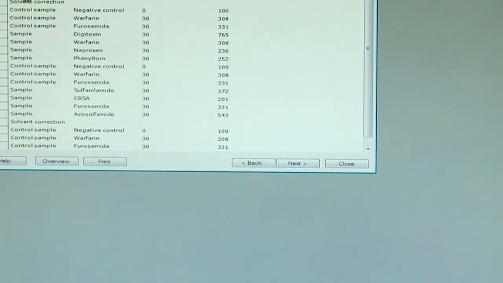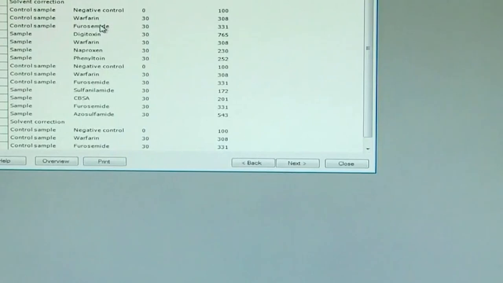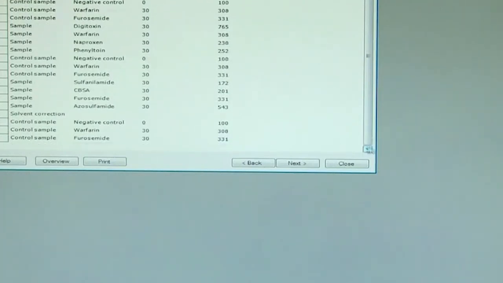We have 5 startups, one set of solvent correction of 8 runs injected here, 3 sets of control samples which include negative and positive control, samples like digitoxin, warfarin, naproxen, phenytoin and a negative control injected again, and successively solvent correction at every 10 cycles or 20 cycles depending upon how you set up the experiment. And finally, another round of control samples injected.